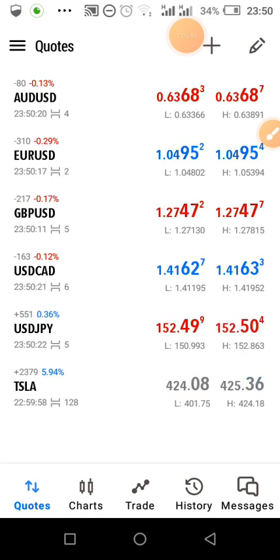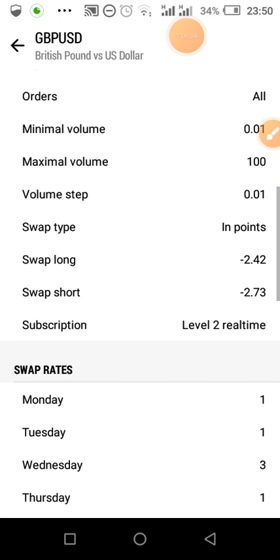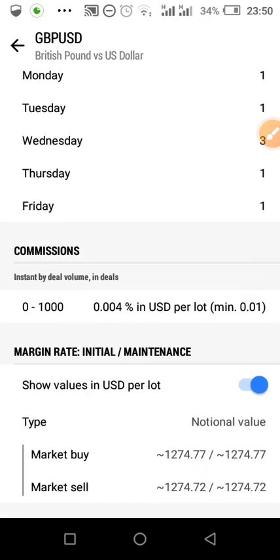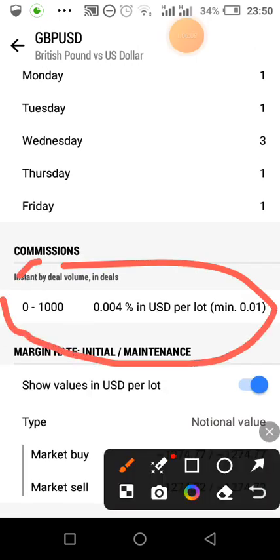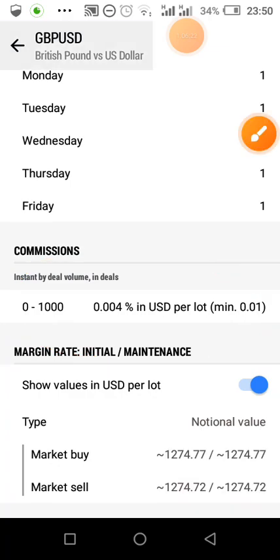So remember that time I was saying that you can see your commission costs on the broker's website. And then also, if you come to properties on MetaTrader, okay, there's also a section written commissions, although the way in which they write it here sometimes can be a bit confusing. To say 0.004% in US dollars per lot.